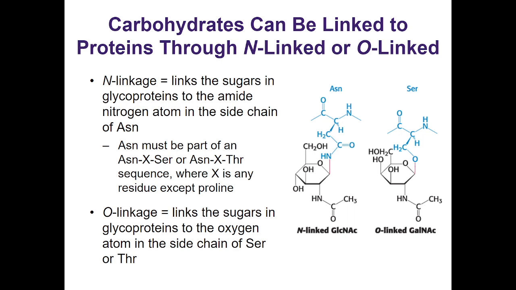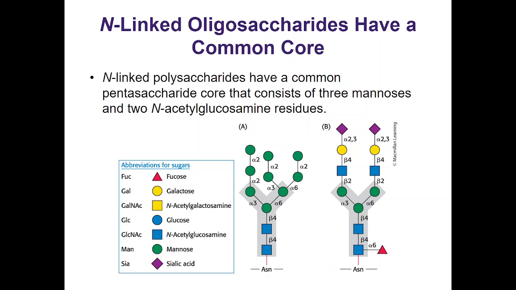Okay. Everybody's clear on why that's O and N and how that works out, right? Okay, fantastic. So the N-linked oligosaccharides have a common core to them. The N-linked polysaccharides have a common pentasaccharide core. This is going to consist of 3 mannoses and 2 N-acetyl glucosamine residues. And these are the common cores right here.